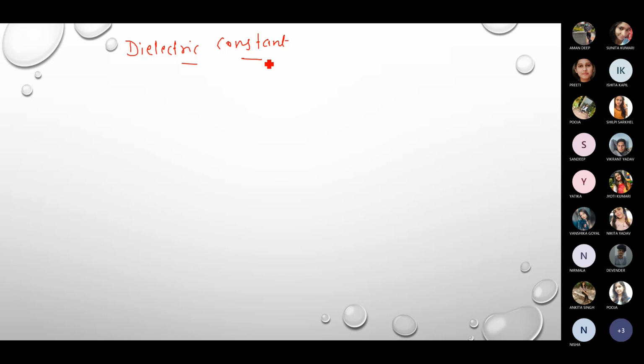Dielectric, how much the dielectric has been polarized, right? How much charge can be stored inside the dielectric, and the capacitance of the dielectric. So in order to explain all these things, we need a constant which is the dielectric constant, right? So let us understand what is this.